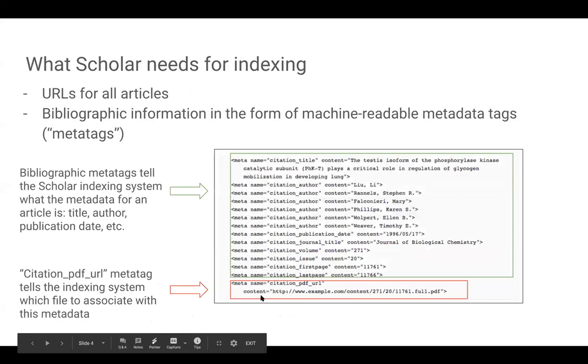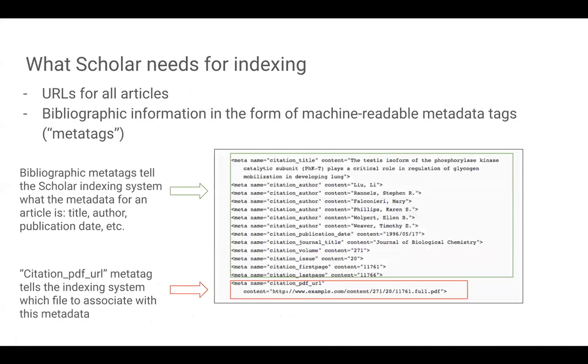So what does the Scholar system need to find your journals, your articles, and include them in search results? I described how it crawls the web, which means first, the crawler needs to be able to get to all of the article URLs. This is done via browse or sitemaps. And for most instances of OJS, this is set up by default. I'll go into a few exceptions later.